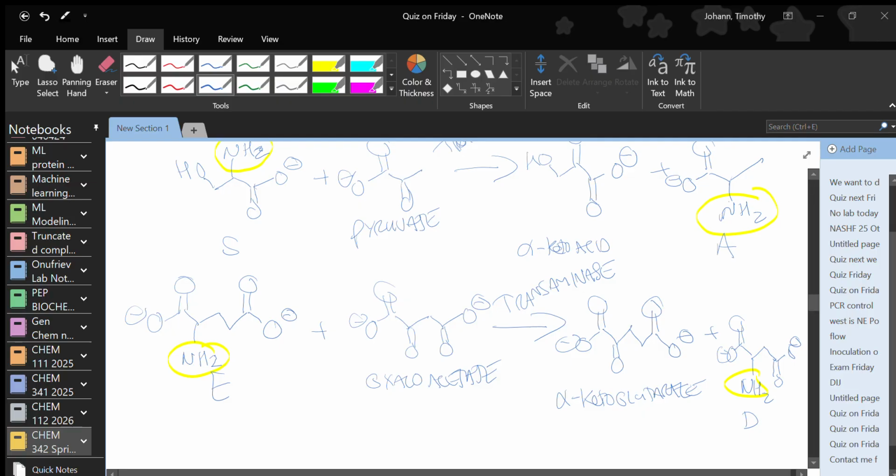Yeah, Sophia. Is the amino acid always replacing a double bonded O? Yes. Okay. It's always a double bonded O, and it's that double bonded O.